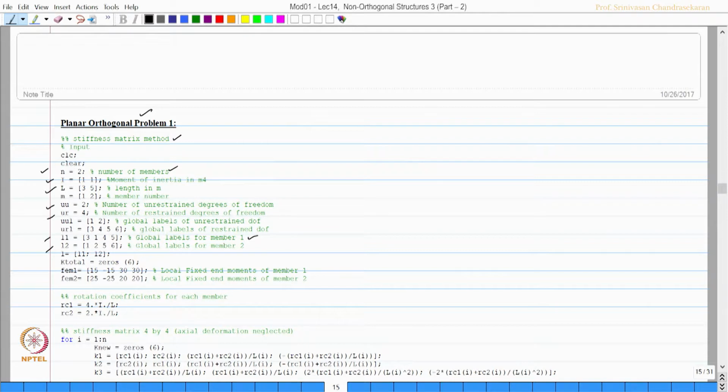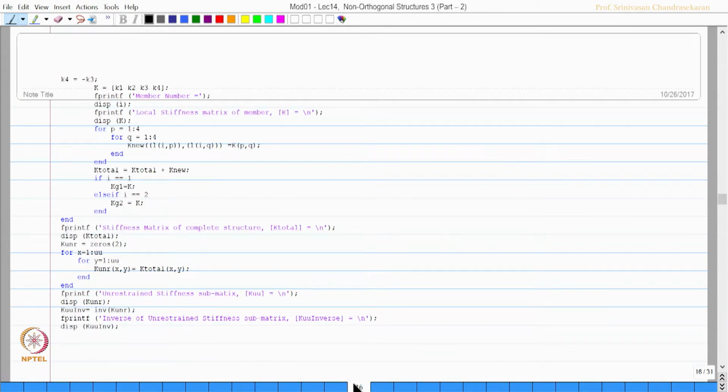Okay. Then let us talk about the fixed end moments. If you look at the problem, the fixed end moments has been computed like this. You already have the value in the previous lecture, please see that. Then we compute the rotational coefficients, then we get the stiffness matrix. Once we get the matrix, we print the matrix, we do the calculation, map them for different labels of each member, then we get the stiffness matrix of the entire structure.